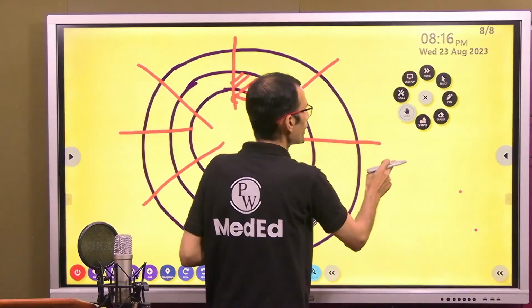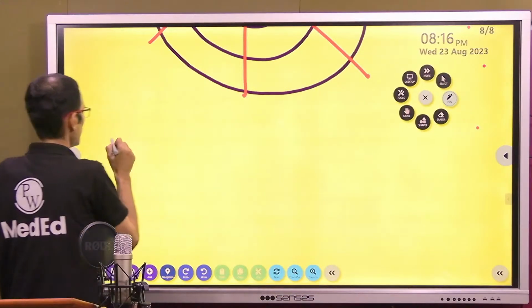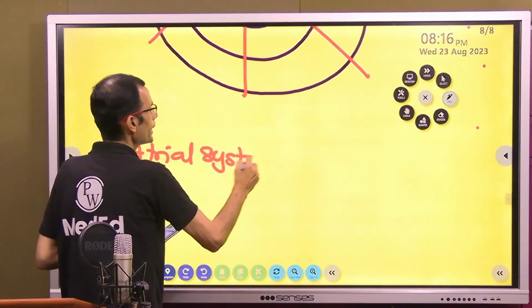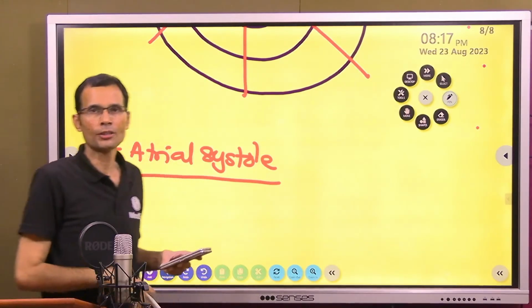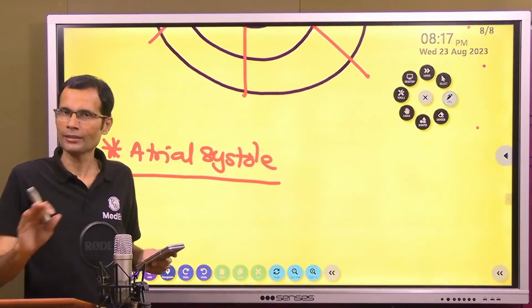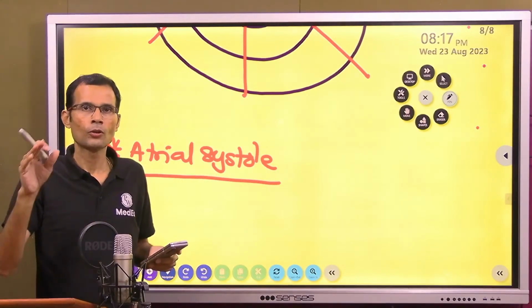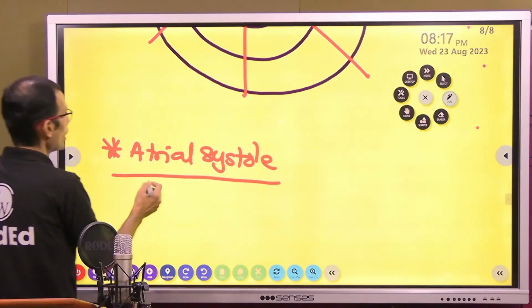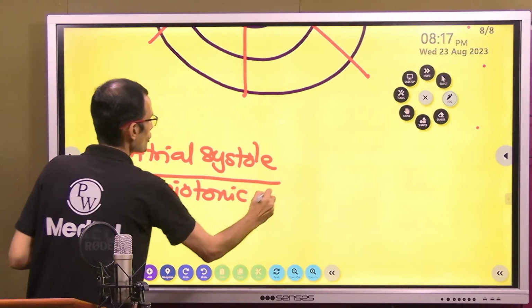But what I want to tell you is, let's write it here, atrial systole is sometimes described as myotonic contraction. Look, you know two types of muscle contraction, isometric and isotonic contractions. But there are two more contractions that you can learn in the cardiac cycle. One is myotonic, which I'm discussing here, and then next will be the ventricle. So atrial systole is sometimes called myotonic contraction.